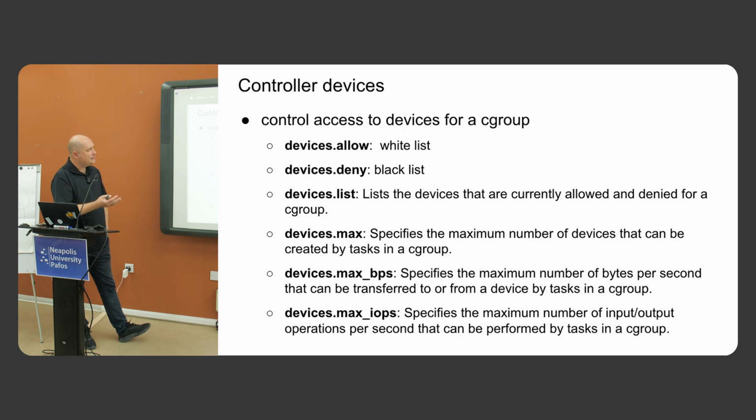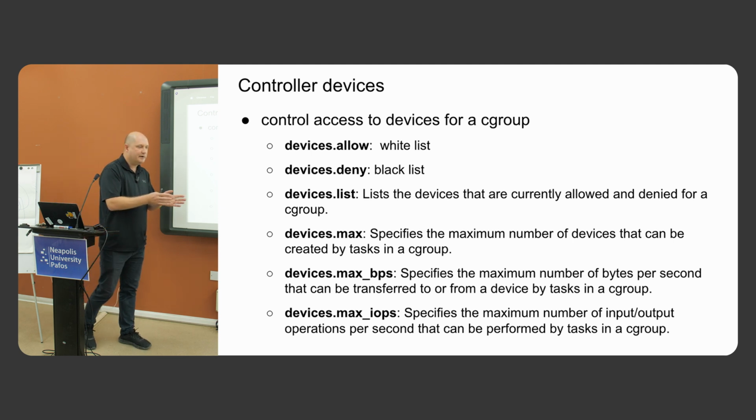This is devices control. It's like a whitelist, blacklist. If you put some device on the blacklist for the group, for instance, you don't want your archive manager to use, I don't know, a sound card. It's easy to do.